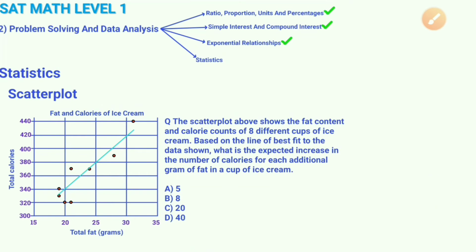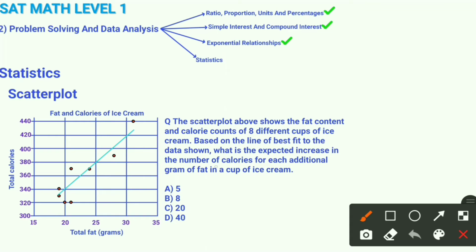Okay, another one. The scatter plot above shows the fat content and calorie count of 8 different cups of ice cream. Based on the line of best fit to the data shown, what is the expected increase in the number of calories for each additional gram of fat in a cup of ice cream?